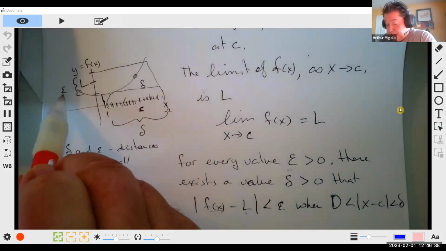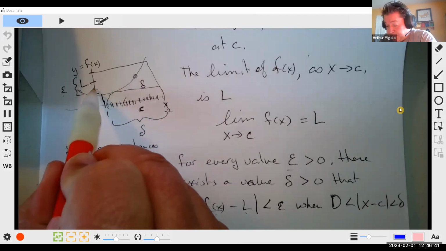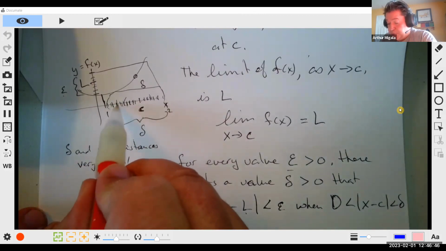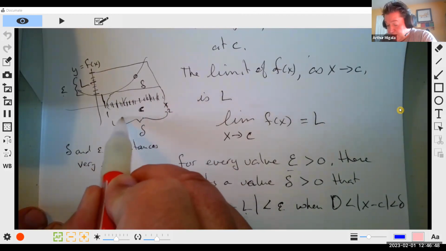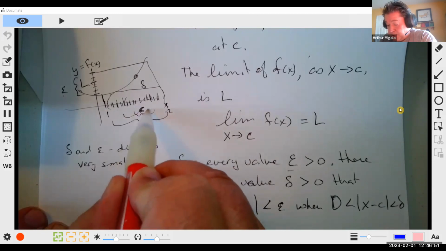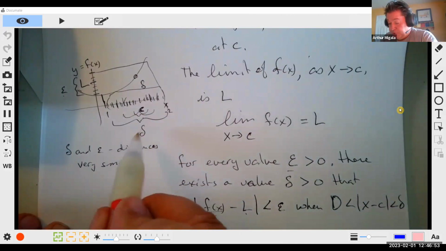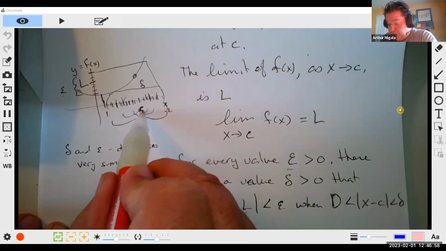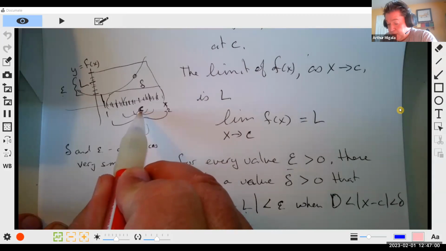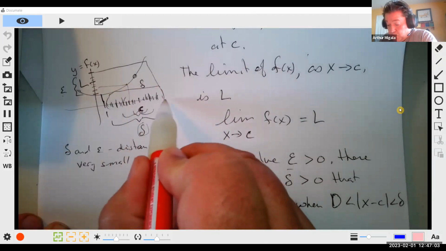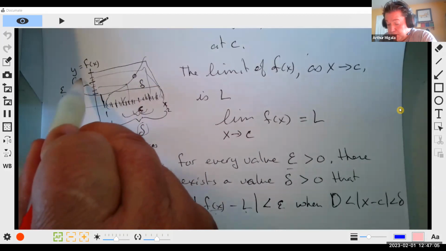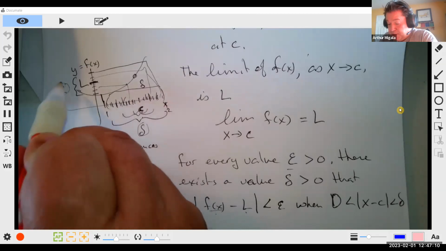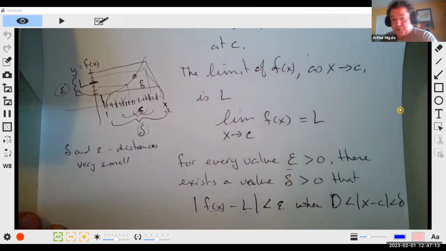So as epsilon becomes very, very small, that means this boundary gets closer and closer to our limit value. It corresponds to our x values as delta gets smaller and smaller. So the smaller delta gets, the closer it gets to some value c. That means the corresponding y values get closer to our limit value L. That means epsilon gets smaller and smaller.